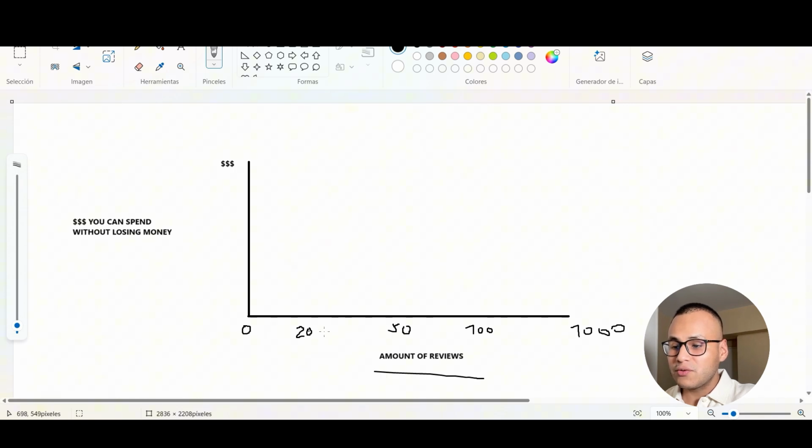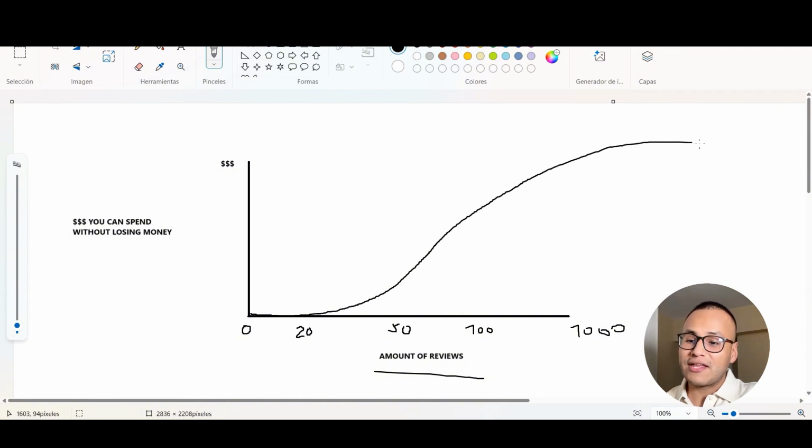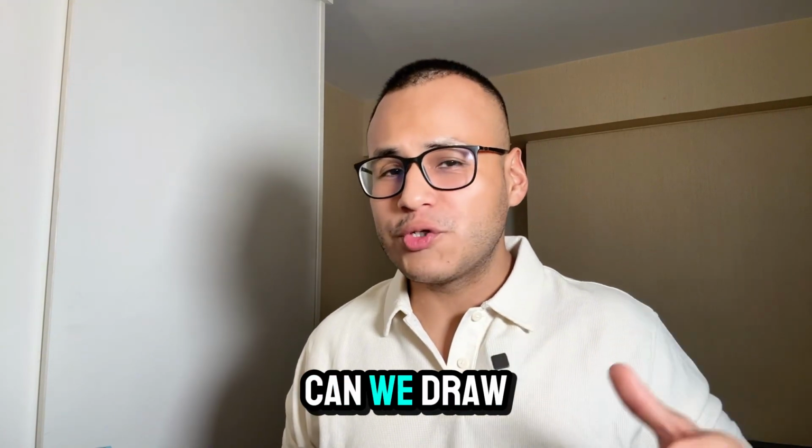Here we have amount of reviews, 0, 20, 50, 100, 1,000. And here we have the amount of money you can spend on ads without losing money. And it looks something like this, right? So the more reviews you have, the more you can spend without losing money. And as you reach 1,000, then eventually it kind of just tapers off because that's the limit of your niche. All right, so what conclusions can we draw from all of this?